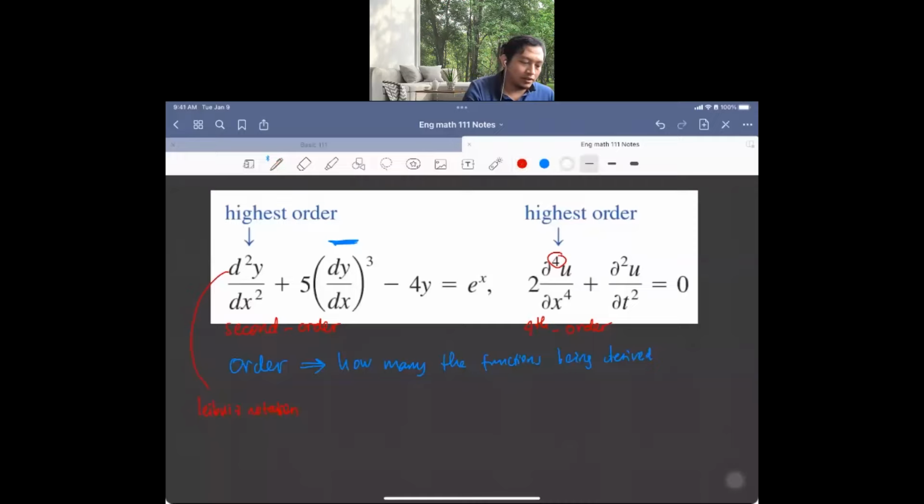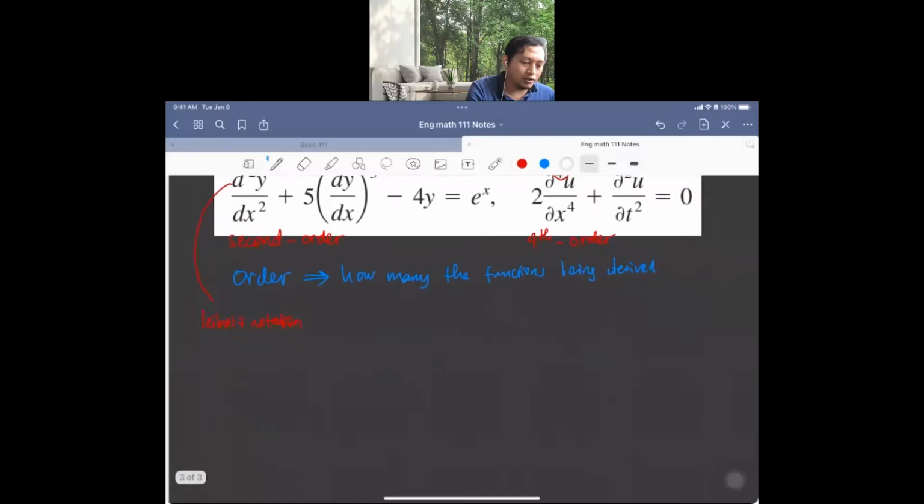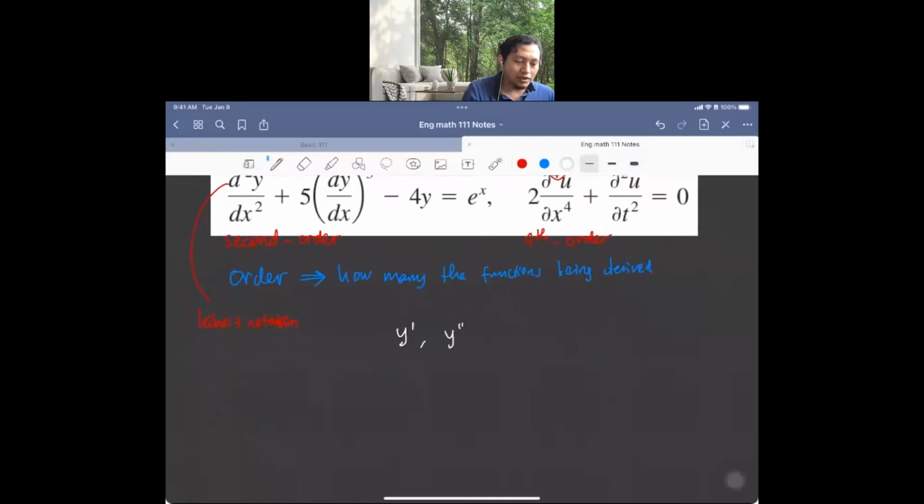Another way to write differential equations is using the prime notation. For example, you can write y prime, y second prime, y third prime. This means this is dy over dx, and this is d cubed y over dx cubed. Just different notations. Well, you can use both. That's still okay.